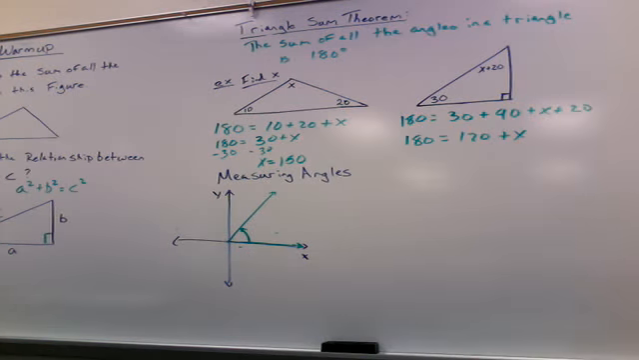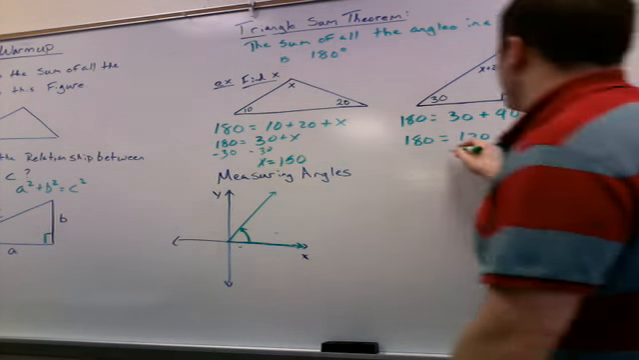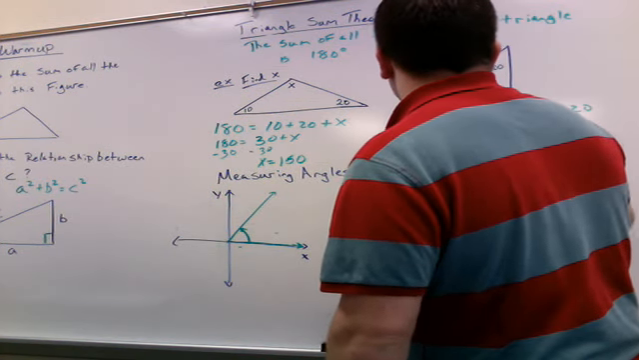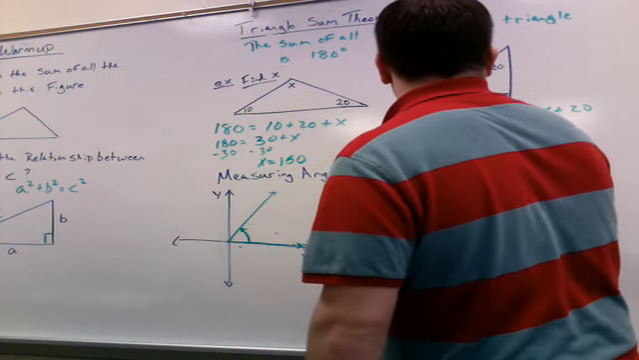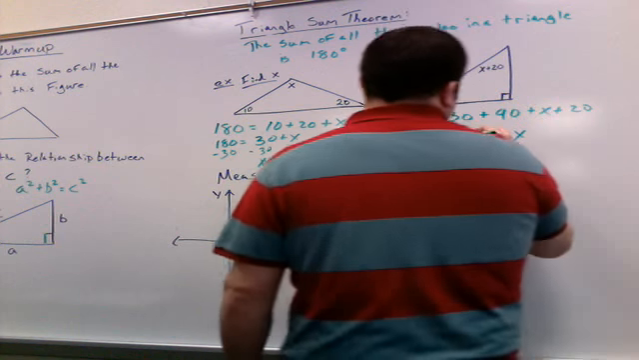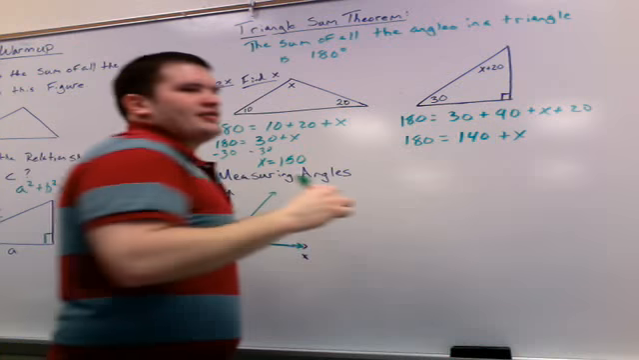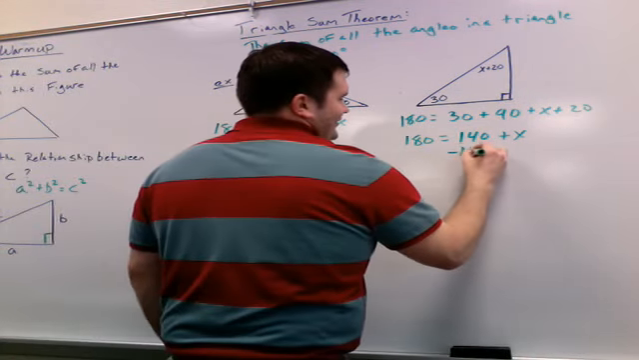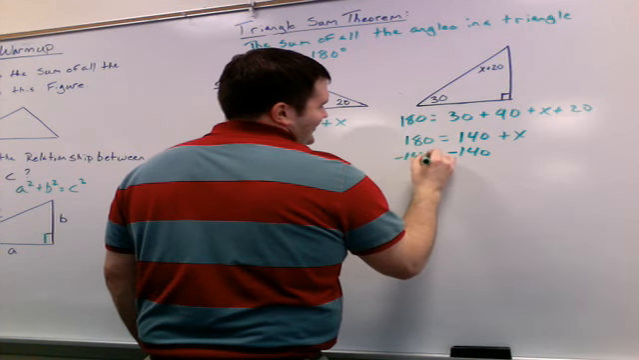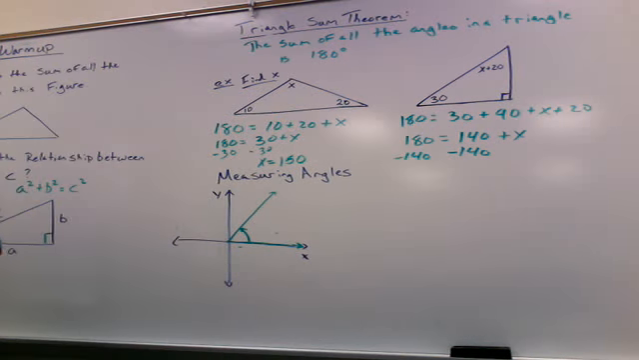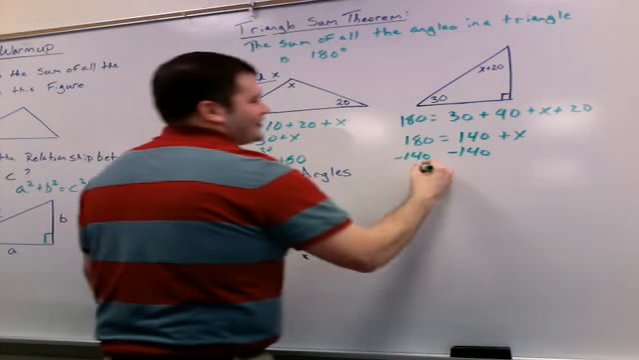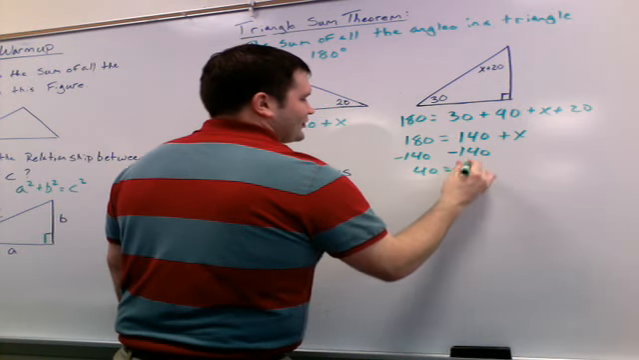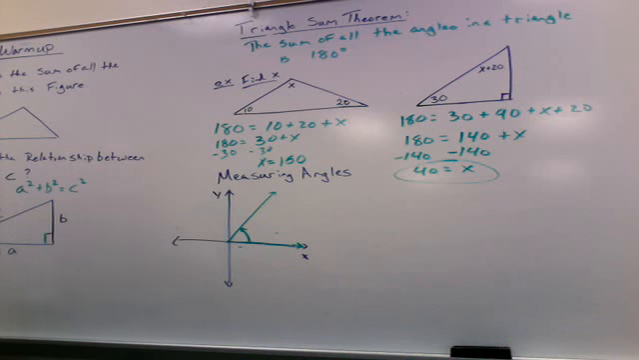Now what do I do? Minus 120. Wait, that's 140. It is 140. How do you get 120? Man, must be a Monday. So I'm going to subtract 140. Thank you, Miss Marie. 180 minus 140 is 40. So it means x equals 40. Okay. Any questions?